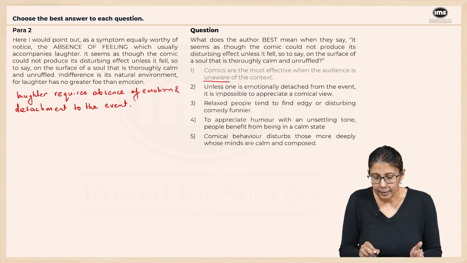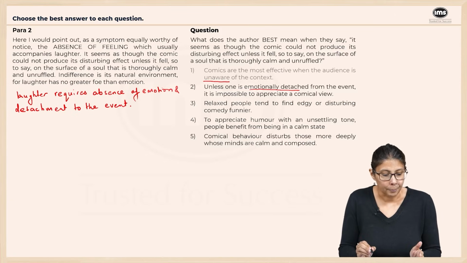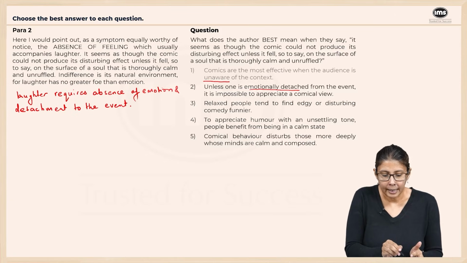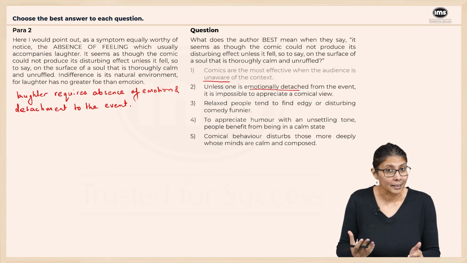The second one, unless one is emotionally detached from the event, it is impossible to appreciate a comical view. This has at least some of the key ideas that we wanted. Emotionally detached. Now, I know that it seems pretty extreme, but look at the very first line. It says, absence of feeling which usually accompanies laughter, indifference is its natural environment, laughter has no greater foe than emotion. So yes, we are saying that emotional detachment is kind of necessary, otherwise you're not going to find it funny.